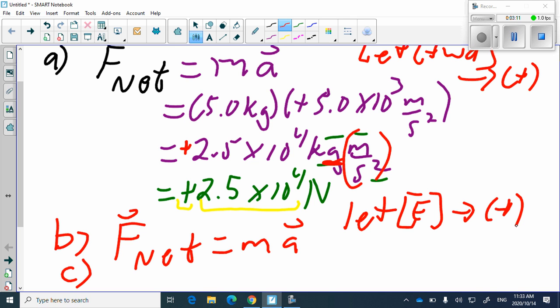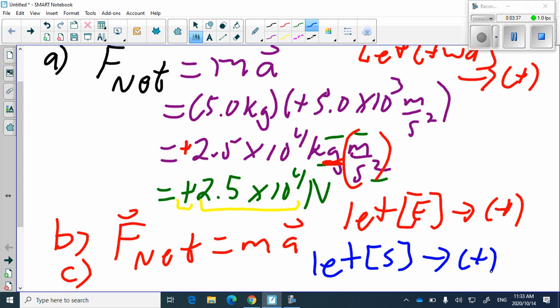In C, it says a 500 passenger Boeing 747 jet, gives you the mass there, 1.6 times 10 to the 5 kilograms, undergoes an acceleration of 1.2 meters per second squared south. So in C, I would say let south be represented by positive values, because your answer at the very end is a vector. So I need a direction and I need a magnitude with the proper unit.